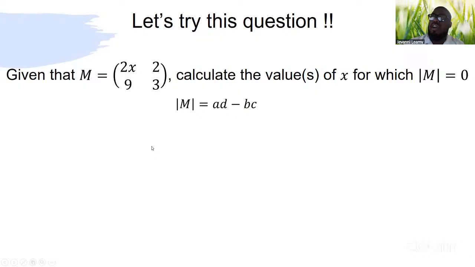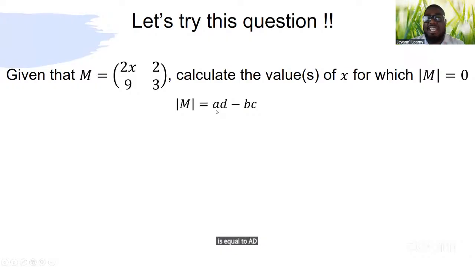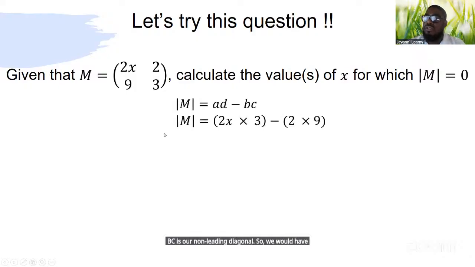All right. So again, we have our determinant formula. The determinant of matrix M is equal to AD minus BC. Again, AD is our leading diagonal. BC is our non-leading diagonal. So we would have multiplied 2x times 3. That's 6x. And what is 2 times 9? How much does that give us? 2 times 9?